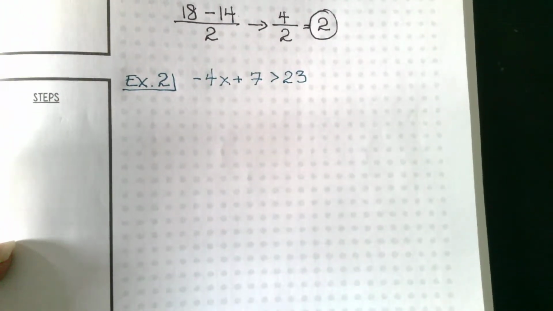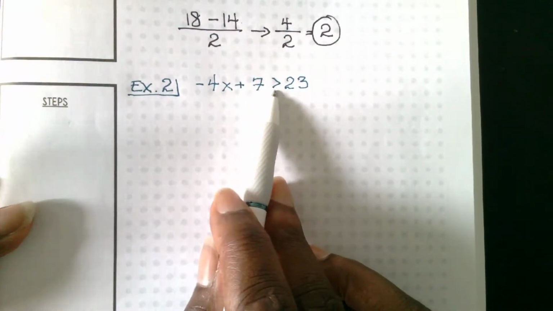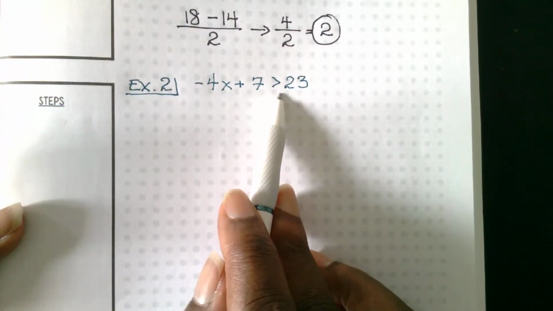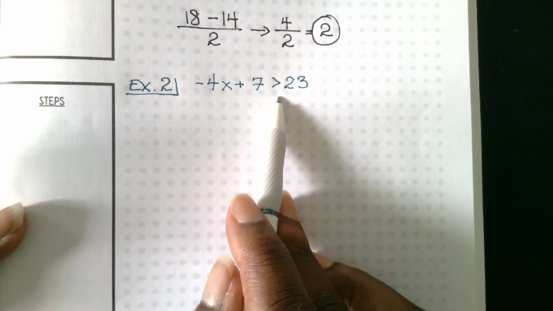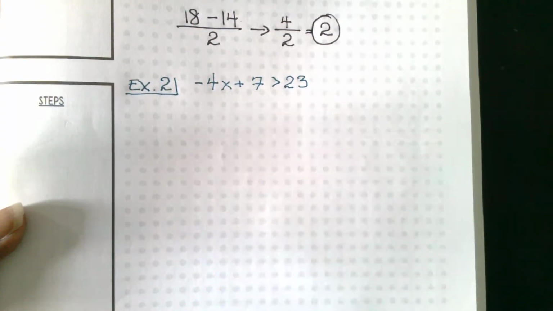So now for number 2, we have an inequality. The way that we solve our inequalities is very similar to what you do when you're solving an equation, but there is a twist. And the twist is usually what gets about 92% of students.